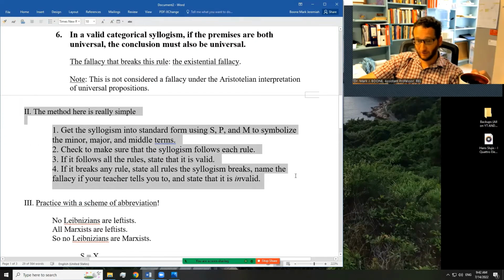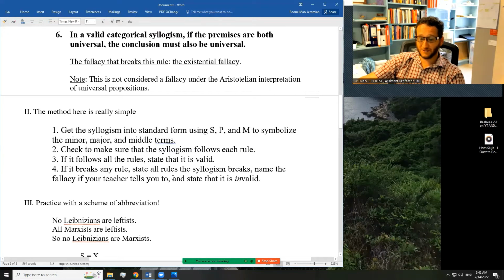Now to state the method formally. The method is really simple. Put a syllogism into standard form using S, P, and M to symbolize the minor, major, and middle terms. Check to make sure that the syllogism follows the rules. If it follows all the rules, state that it's valid. If it breaks any rule, state all rules the syllogism breaks and state that it's invalid, and you're done. Unless your teacher wants you to name the fallacies, which I suppose could occasionally happen.